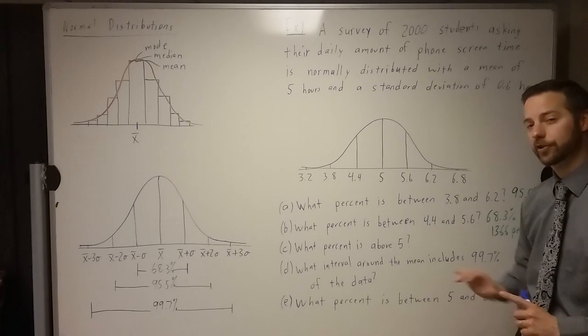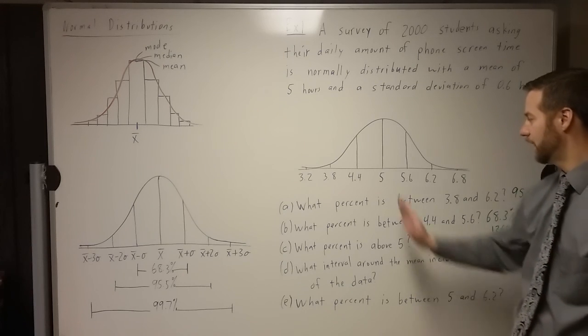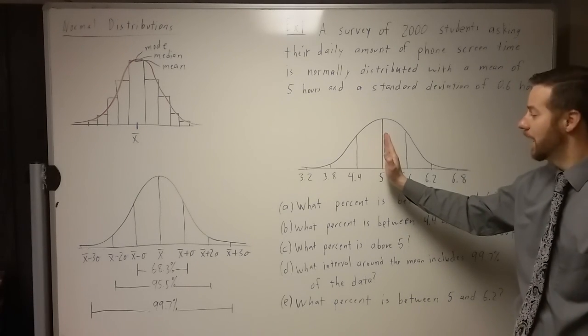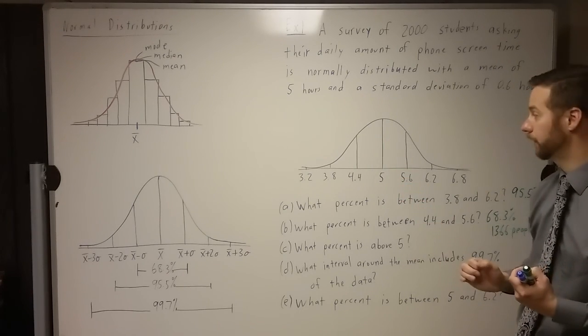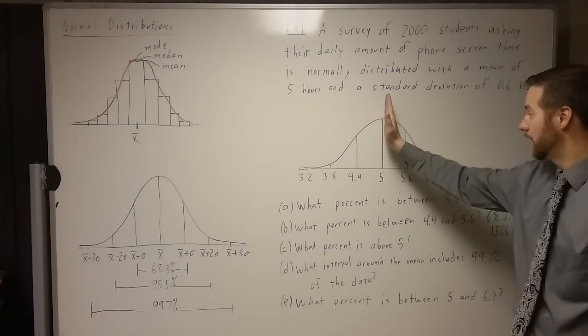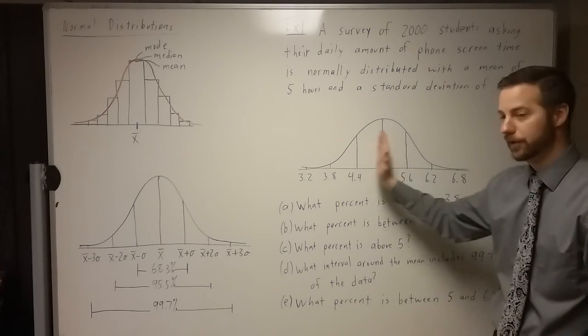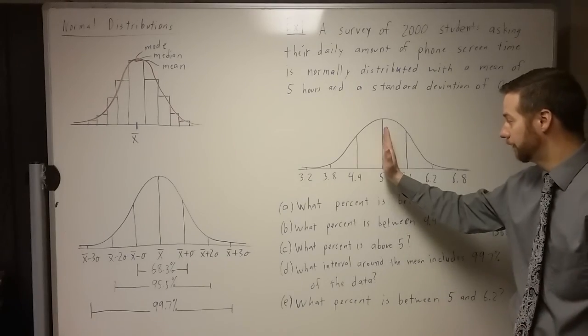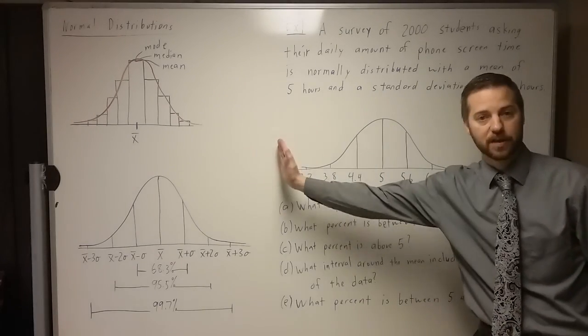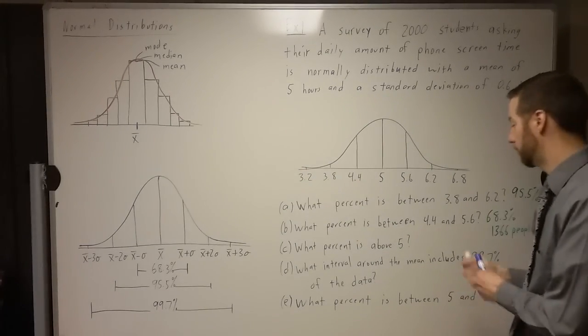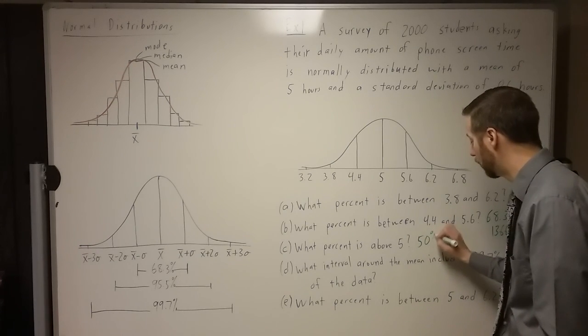Part C, this one's almost a trick question. What percent is above 5? This is where remembering that this is perfectly symmetric comes into play. So if that's right in the middle and this is perfectly symmetric, doesn't that make 50% here, 50% there? And so what percent is above 5? Well, half of them, or 50%.